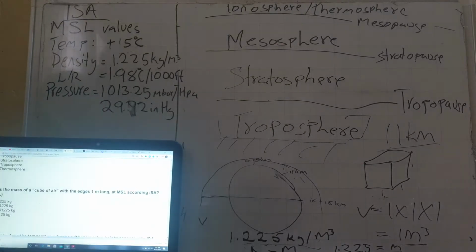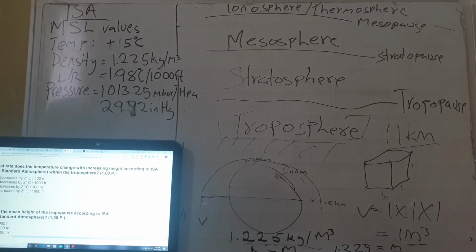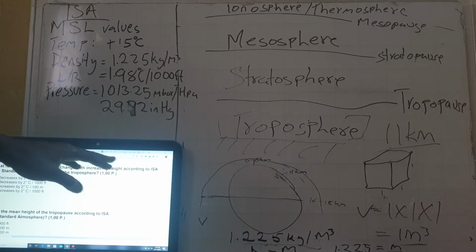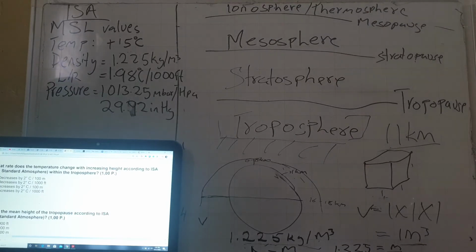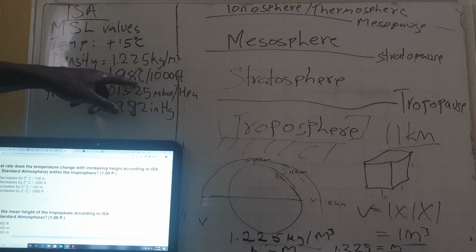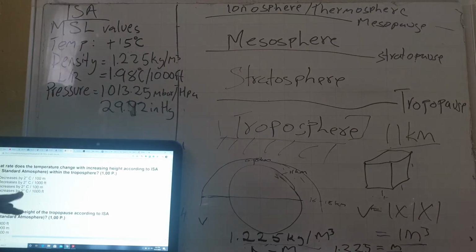So unless there's any other thing you need me to mention, just put it in the comment section and I'll address it. So the next question: at what rate does the temperature change with increasing height according to ISA, ICAO standards? So how does the temperature change with height within the troposphere? Okay, now I've remembered. The temperature changes at 1.98 per 1,000 feet, which is 2 degrees per 1,000 feet. Obviously the temperature decreases by 2 degrees per 1,000 feet. So here's your answer.